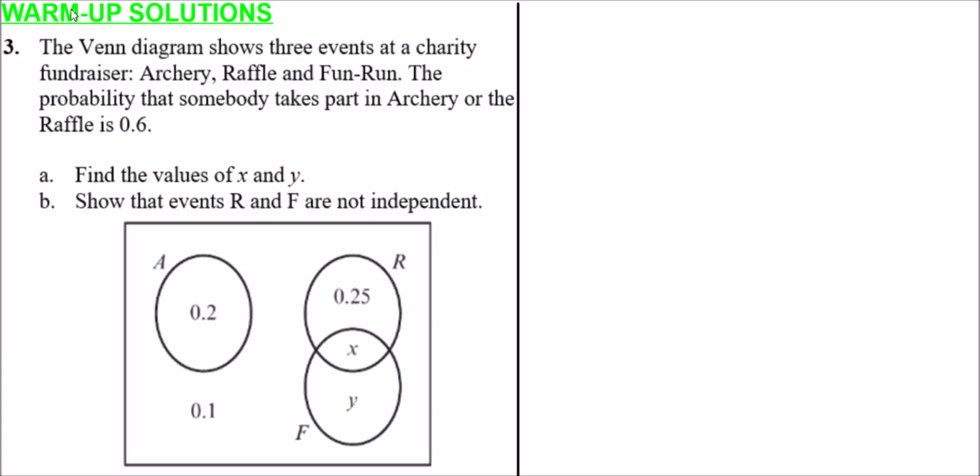The last one, a bit of probability recap for you. The Venn diagram we've got here shows 3 events at a charity fundraiser: archery, raffle and a fun run. The probability that somebody takes part in archery or raffle is 0.6. So first we need to find the values of x and y. We've been given a big tip here. What we've been told first of all is the chance that they take part in archery or the raffle is 0.6.